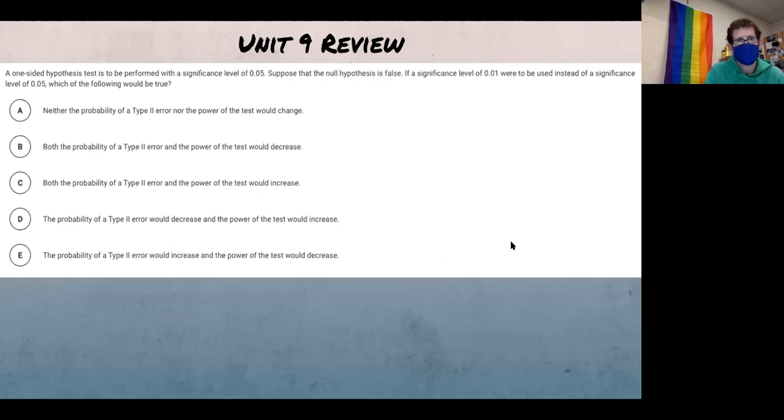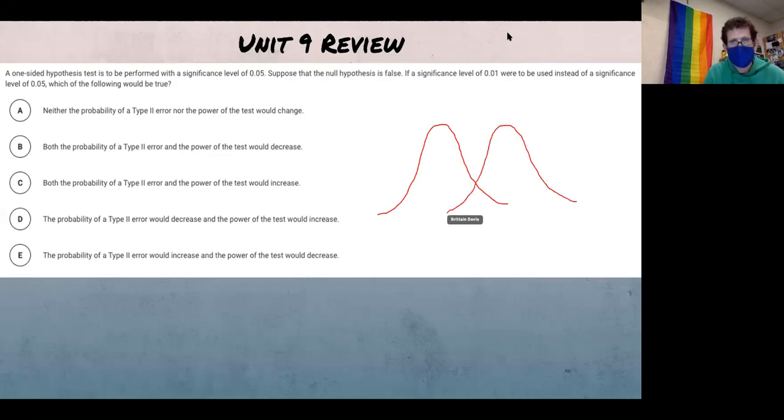All right. Another question about power and type 1, type 2, all that fun stuff. So look at that one real quick. So I'm going to draw a picture to help explain this one. There's the null. There's the true value. So if your significance level is right here and it says that only when it falls in this range are we going to reject the null hypothesis.